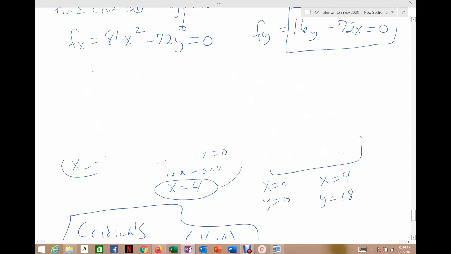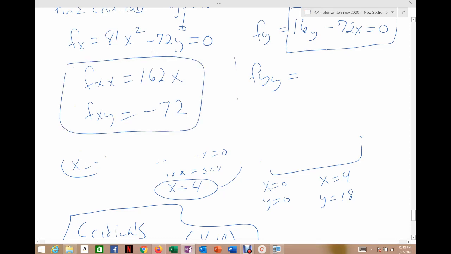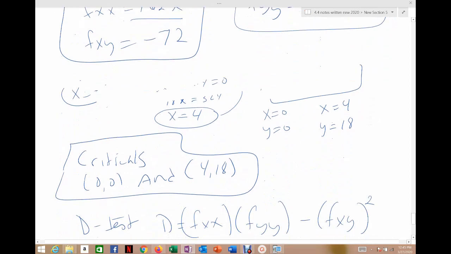Alright, so my second derivative with respect to x, the mixed derivative, and my second derivative with respect to y. Alright, so with respect to x, it's x squared times 81, so that's going to come out 162x. And then my mixed derivative is the derivative of the negative 72y, so that's negative 72. Alright, so there's two of them. Now I go over here and find my last one. So the second derivative with respect to y is just 16. Right? I do have a variable part, so I'm going to go plug that into my D test.